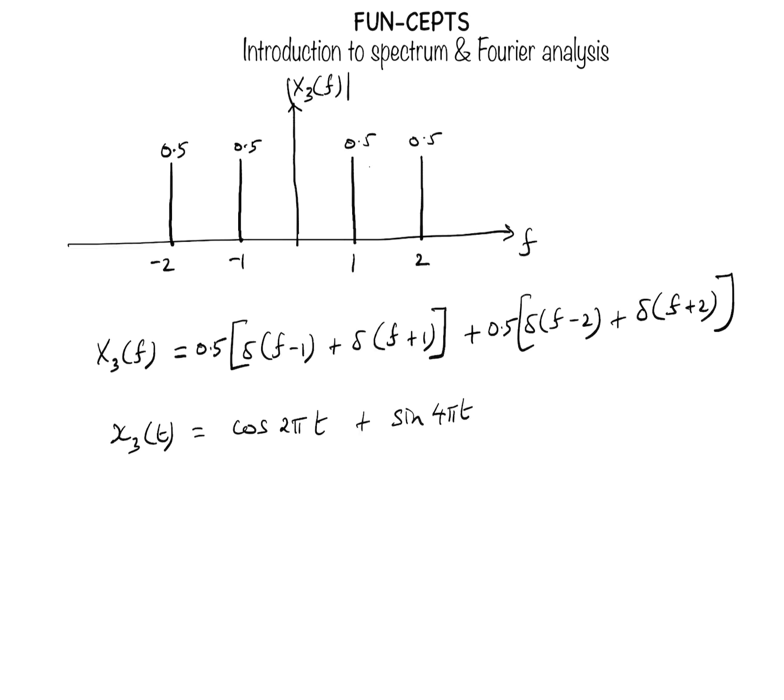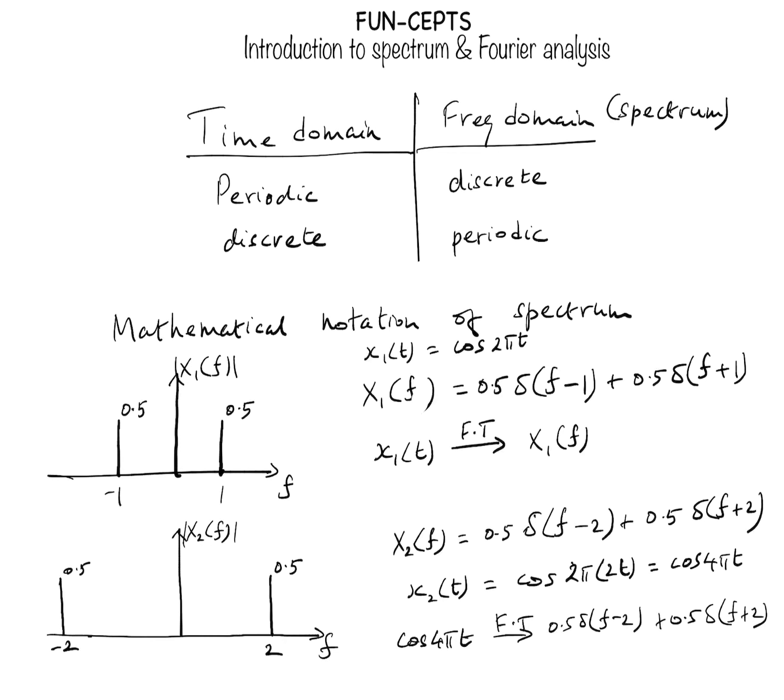4 pi t, right? And let me make a little correction on the previous slide. This particular thing is not okay. The x2 of t we had earlier is sine, not cosine, but the magnitude spectrum remains the same, right? So I just need to write this as sine. So it's sine 4 pi t.